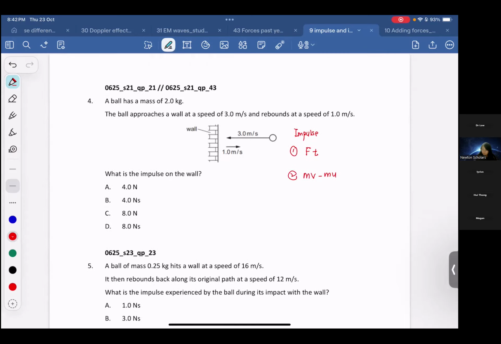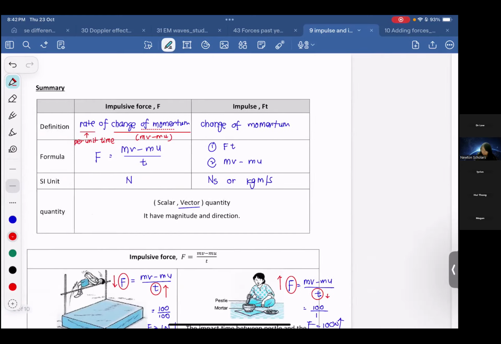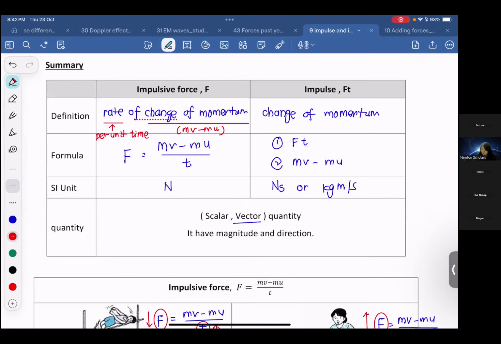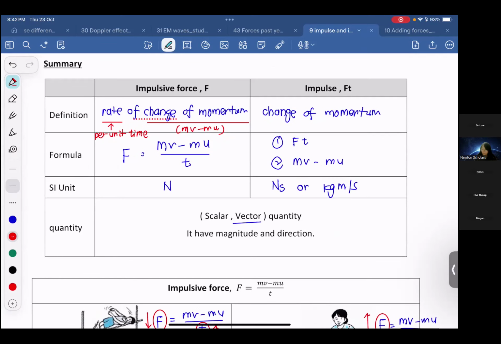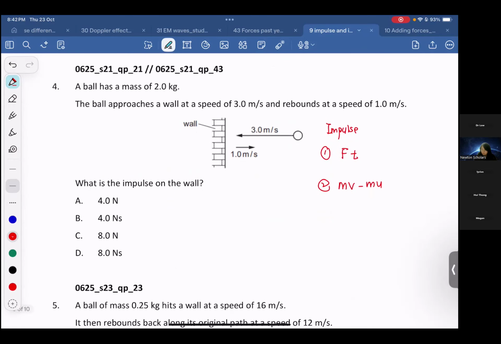Oh, I know, because Teresa, just now you came in late. You are joining us somewhere here. Just now we learned two things. One is called impulsive force. One is called impulse. Impulse, we got two formula, FT or MV minus MU. So based on this question, which one is suitable for you? We can use MV minus MU.